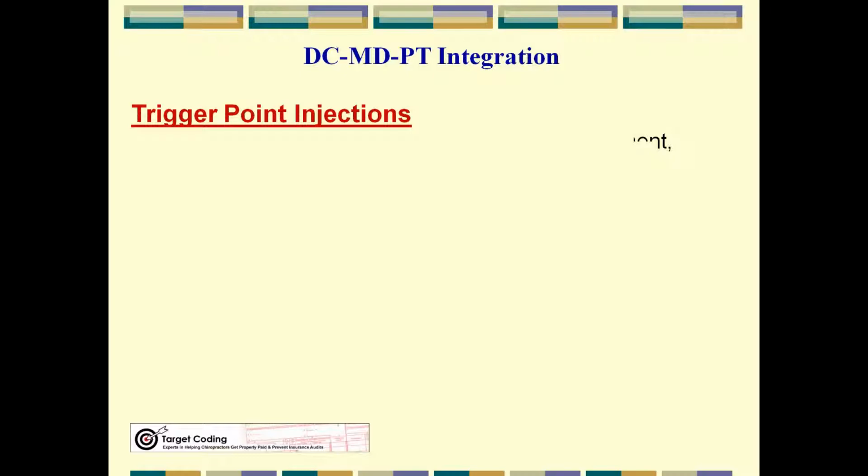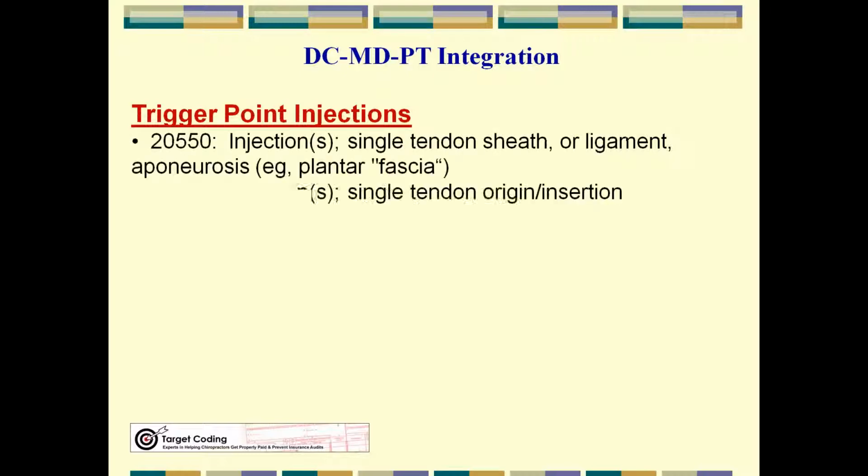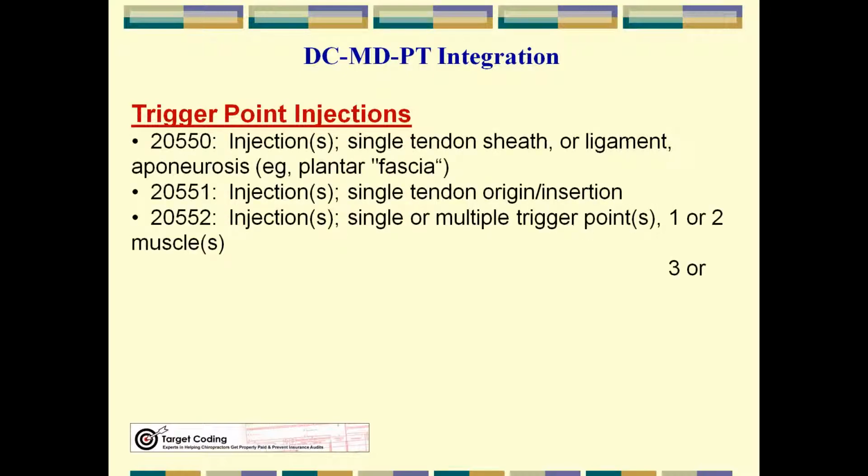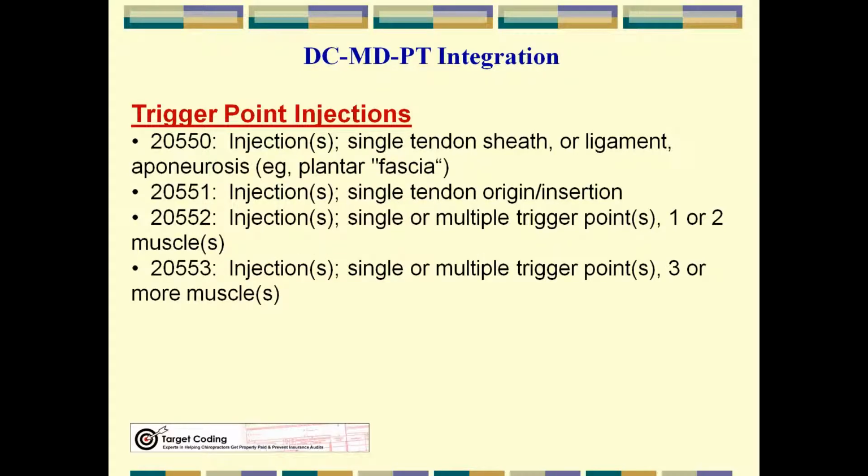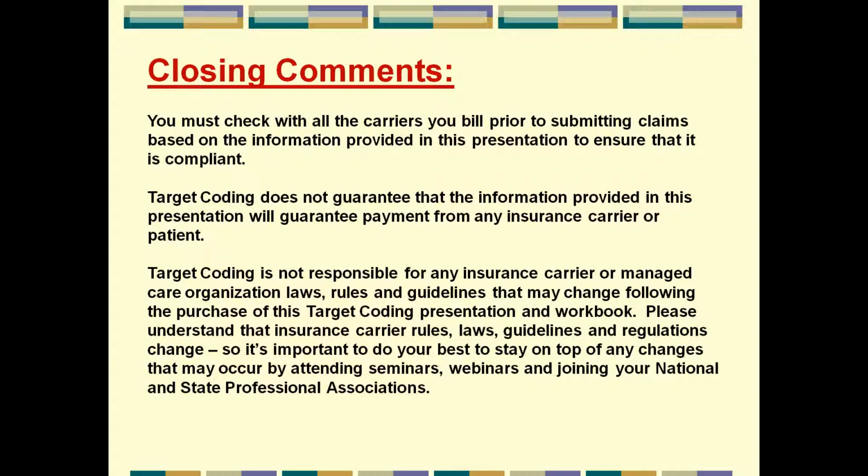Next, trigger point injections. Very effective service. Here are the CPT codes: 20550, 20551, 20552, and 20553. Check the policies on the patients that are coming in, the patient's insurance policies. Check the fee schedules. Find out if the particular provider that's performing them is allowed to perform in your state, is credentialed through the plan that you're billing. And these can be very, very effective, and they can be a great income resource.